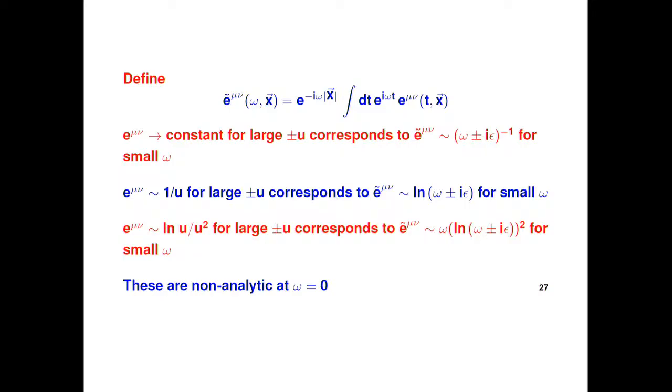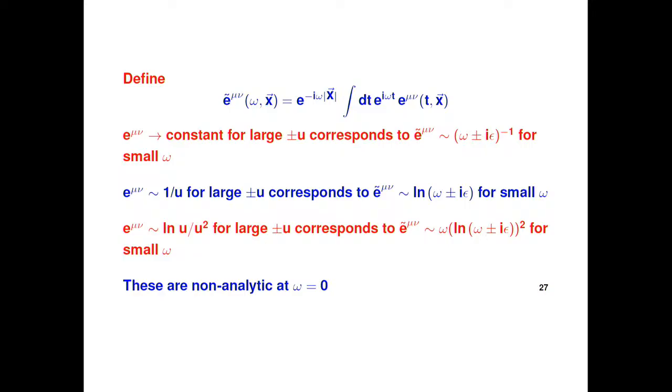Similarly, if E mu nu goes as 1 over u for large positive or negative u, these correspond to the Fourier transform being log of omega plus minus i epsilon for small omega, and if this goes as log u over u squared for large plus minus u, then these will correspond to E tilde mu nu being omega log omega plus minus i epsilon squared for small omega. Now, the key feature that will be important in our analysis is that these terms that you see here are all non-analytic at omega equal to 0.